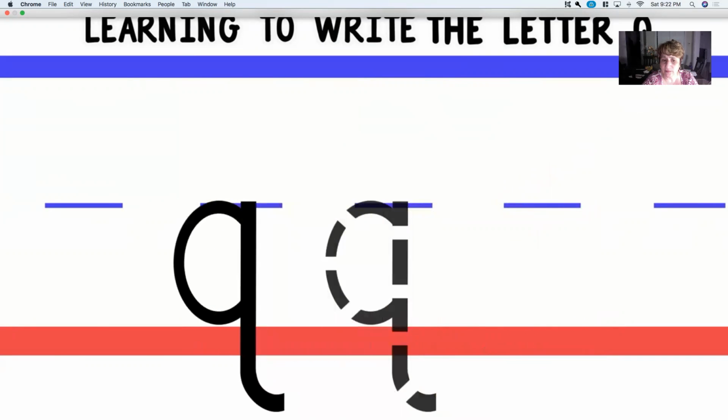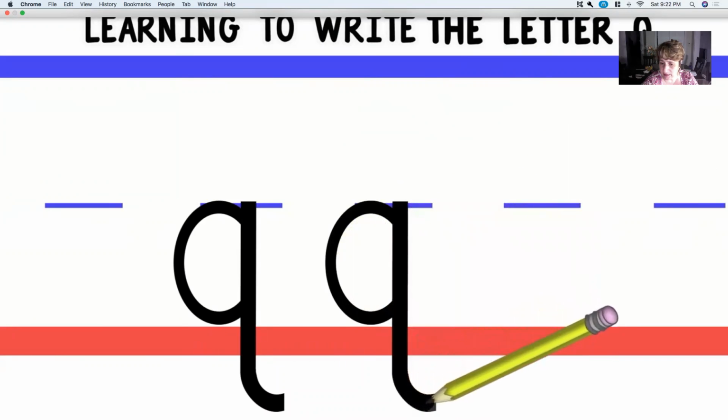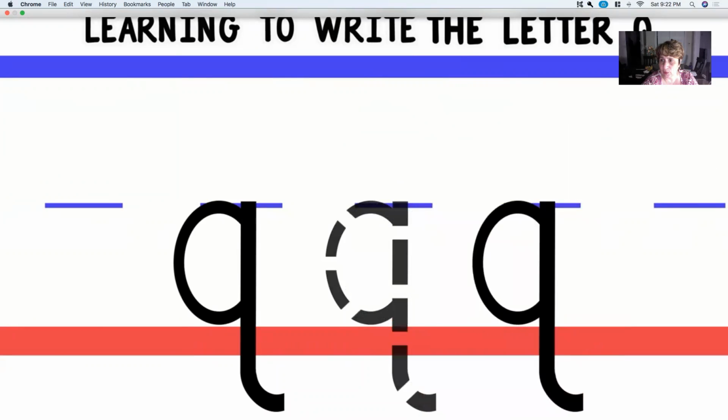Good job. Let's do that again. Almost looks like a backwards P. And do a little circle. Then we'll do a straight line down to the bottom. And give it a curved tail out. See that? Good job. Lowercase q. Now you try.